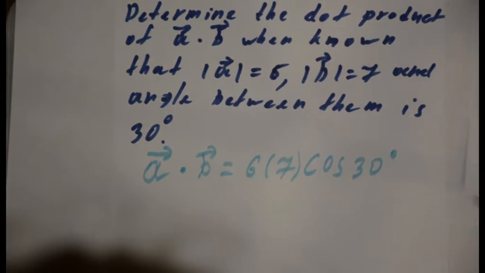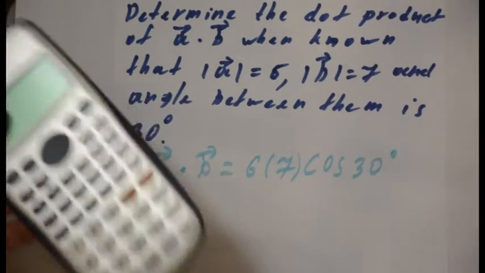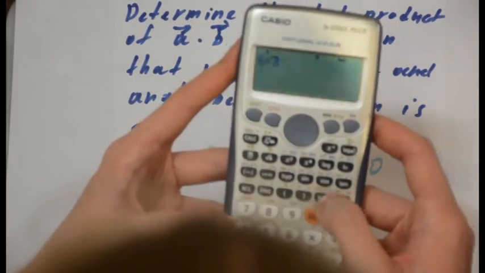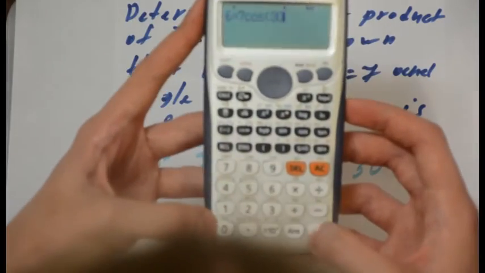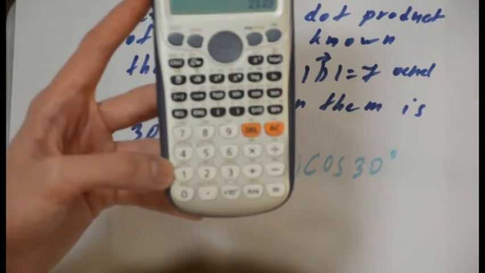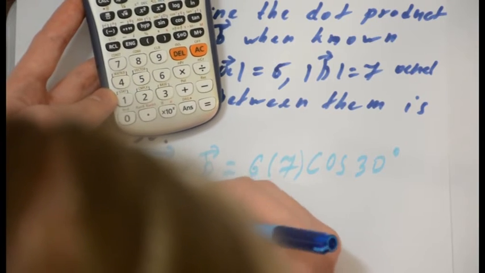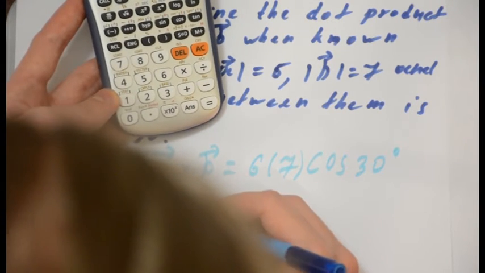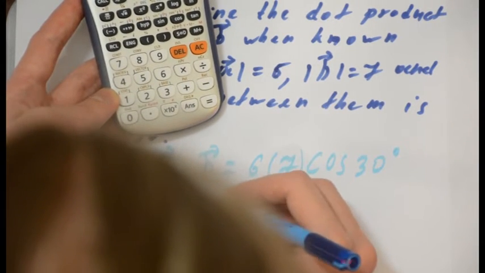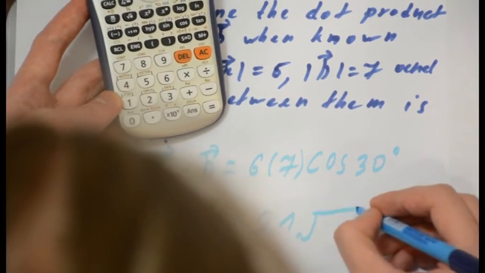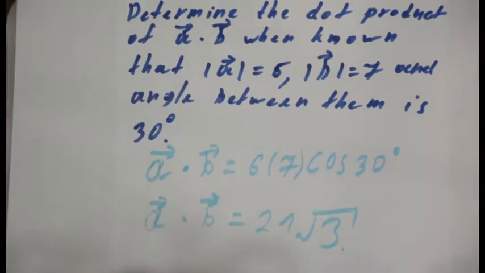Next we're just going to substitute it in our calculator. 6 times 7 cos 30. And what we get is 21 root 3, and that's our answer. A dot B equals 21 root 3. That was the easy one. Here is the second example.